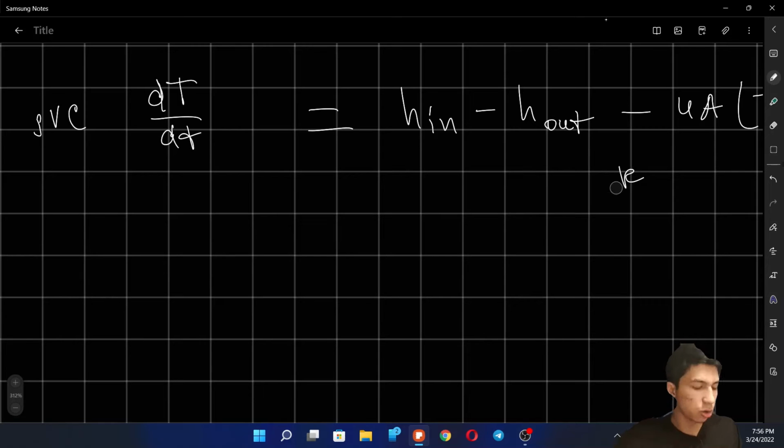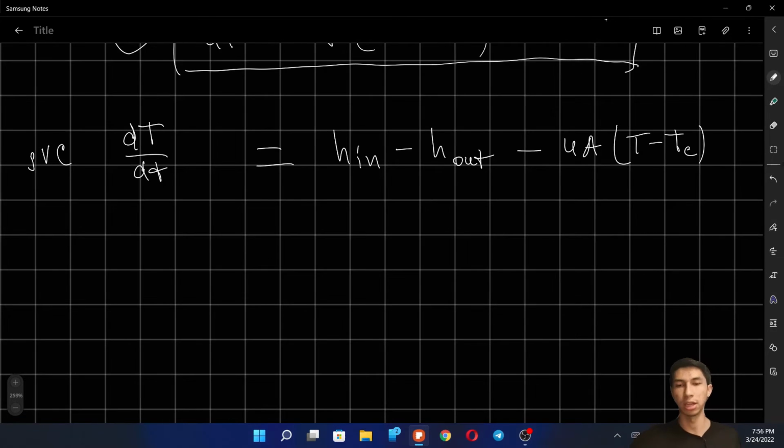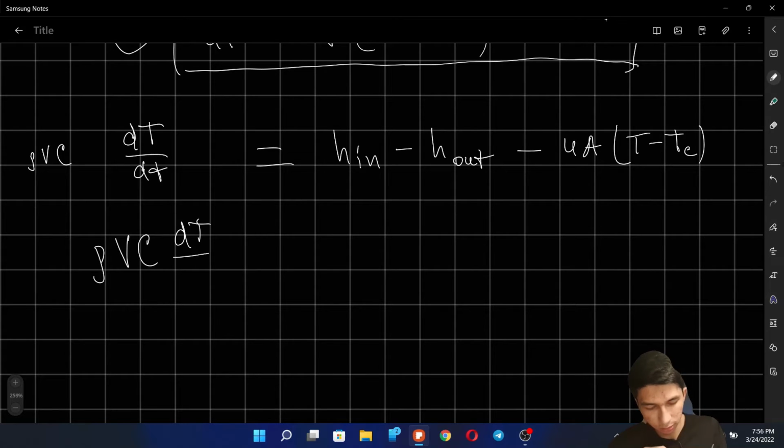But let's try to work on it a bit. Let's try to manipulate it so that we can have something that we can apply to the Python code. So for the change of enthalpies, okay, what we can do is the enthalpy that's going in. So let's just write this side first. C times dT, rate of change of temperature times. So there's an enthalpy that's going into the reactor, right?